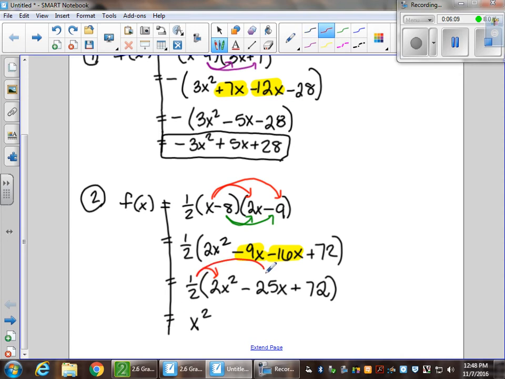Next, 1/2 times negative 25. Well, this is not an even number, so I would accept two answers. I would either accept minus 25 halves x, or you can move to a decimal form, which would be 12.5, so minus 12.5x, whichever makes you happy. And then last but not least, 1/2 times 72. Mental math, half of 70 is 35, half of 2 is 1. Adding those together, 36. So I know 1/2 times a positive 72 is plus 36. And I'm done.